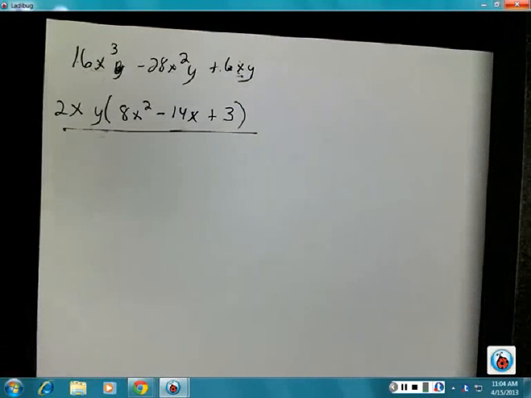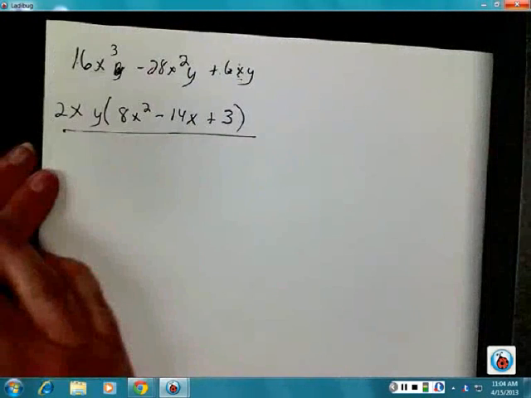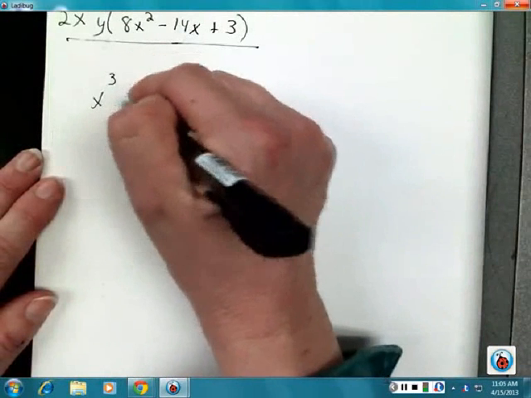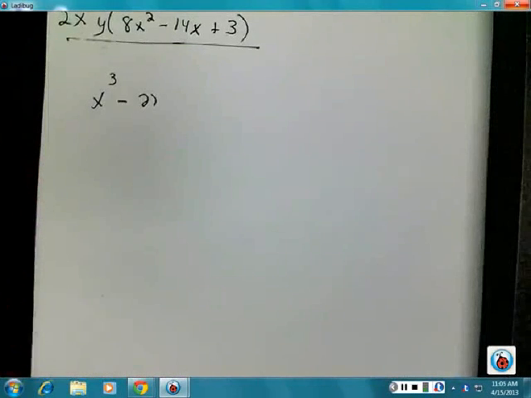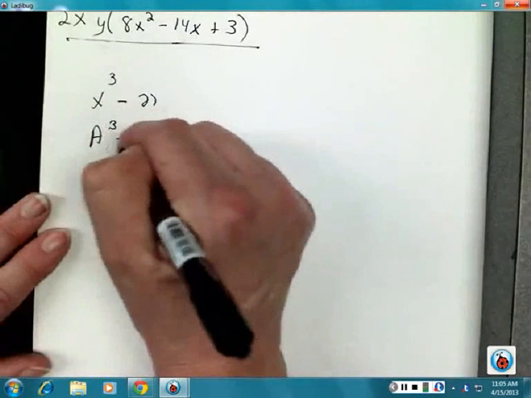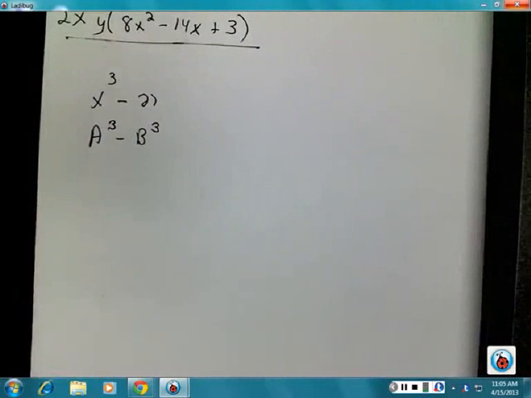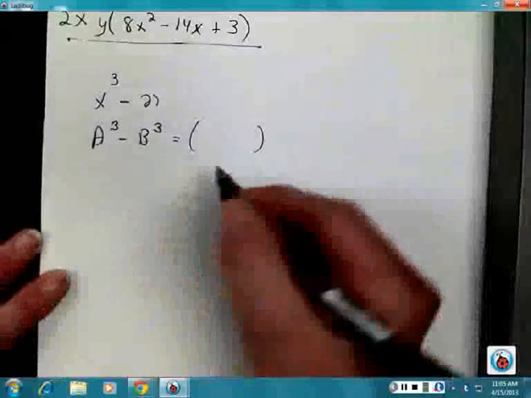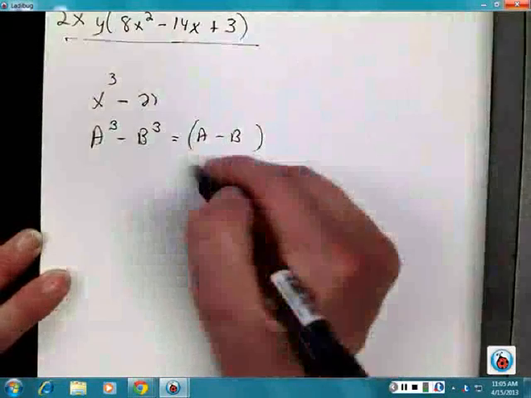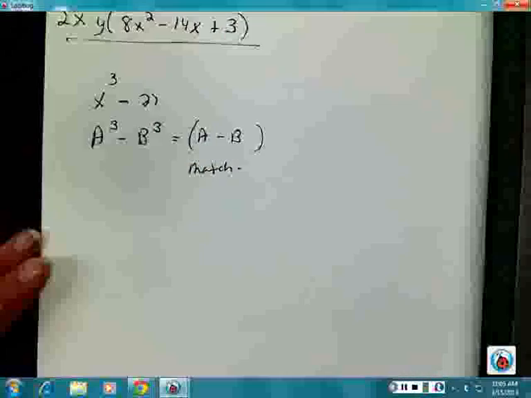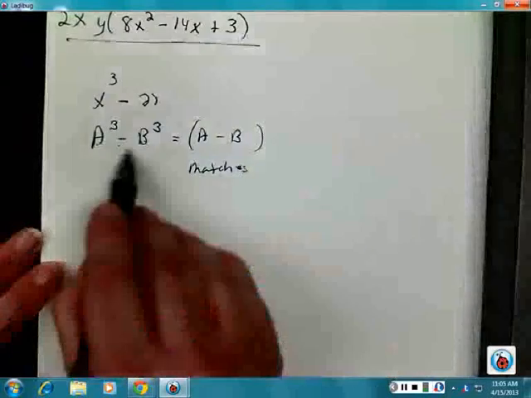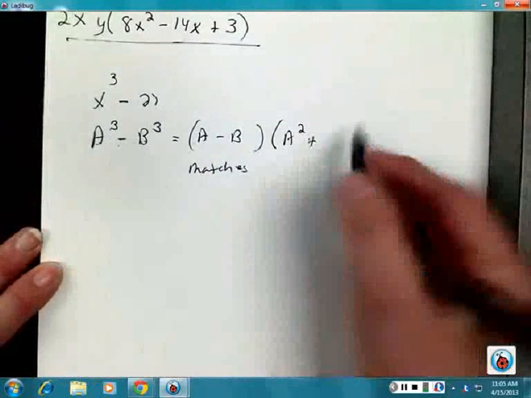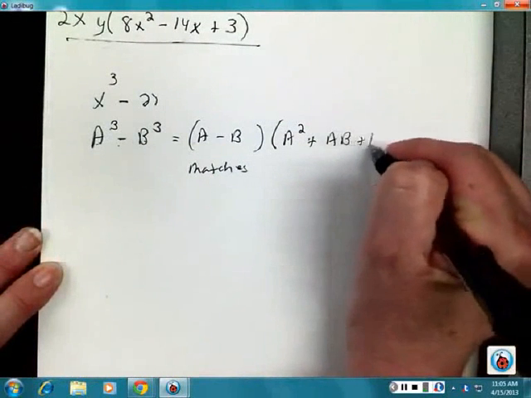The other formula that you have, because not all of your cubes have pluses in the middle, some of them have subtraction. So if I have x cubed minus 27, for instance, that's going to fit a cubed minus b cubed. Its formula is similar to the last one, same basic pattern. It's going to be a minus b, because this part matches the very first piece. And then the second part is a squared, opposite sign, so it's an addition: a times b plus b squared.